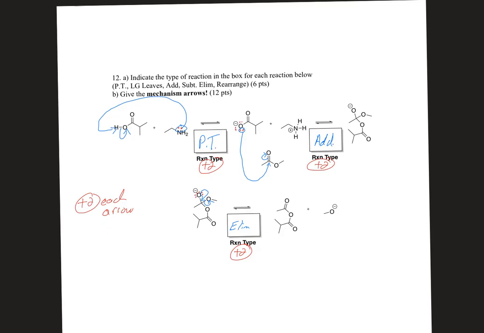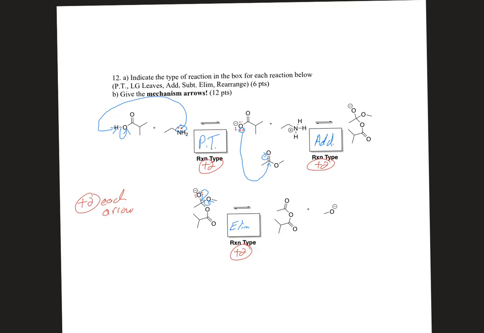Last one, type of reaction for each box. Giving you the types that are possible. PT, leaving group leaves, add, substitution, elimination, rearrangement. So I told you what's possible, so don't do anything besides those. And then give the mechanism arrows. So really you're looking for bonds broken, bonds formed, right?